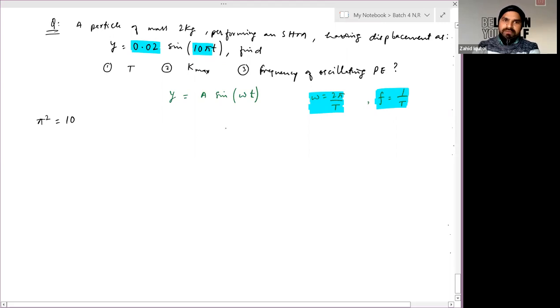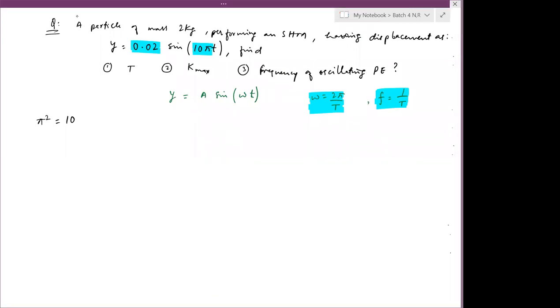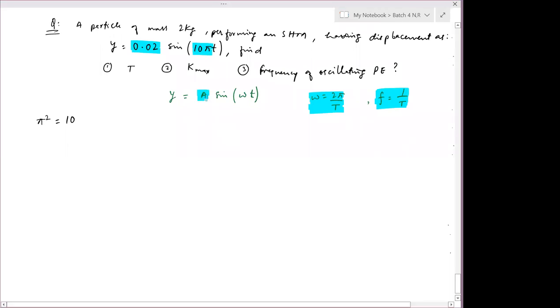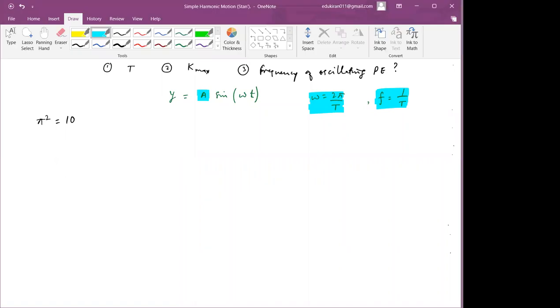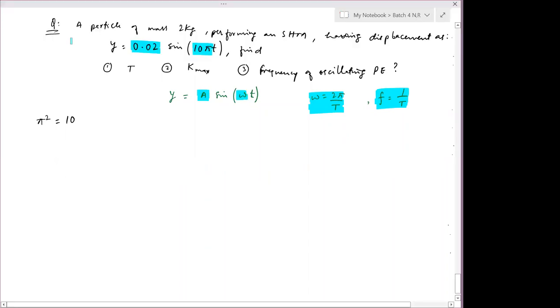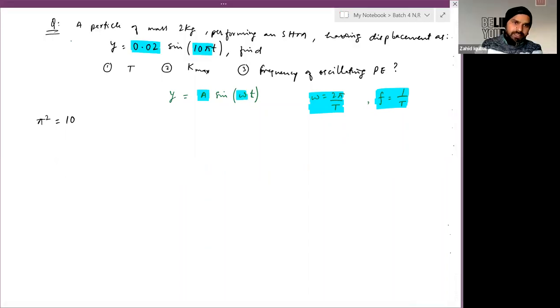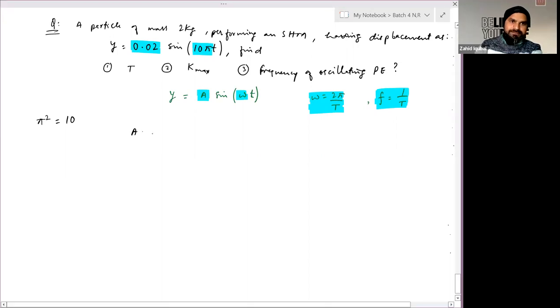Razan, just tell me what will be the value of amplitude if you compare these two equations. 0.02, and omega is 10 pi. Good. So from this part, we can say A equals 0.02 meter and omega is 10 pi.